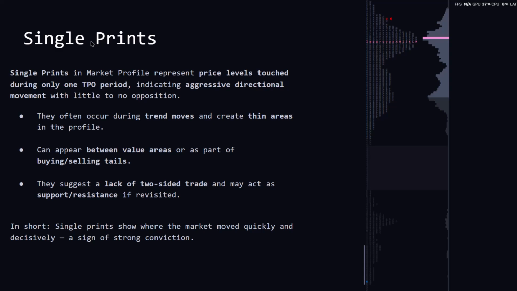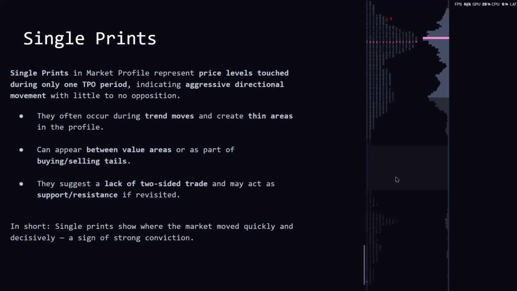Now, single prints, I'm pretty sure this is the last one. Single prints in the market profile represent price levels touched during only one TPO period, indicating aggressive directional movements with little to no opposition. These often occur during trend moves and create thin areas in the profile, right? You can see here it's a very thin area. These can appear between value areas or as a part of a buying or selling tail. They suggest a lack of two-sided trade and may act as support or resistance if revisited, or something to fill.